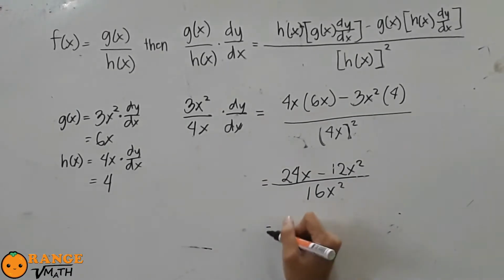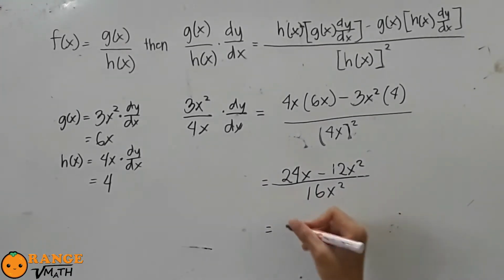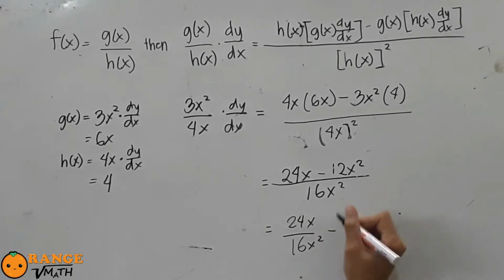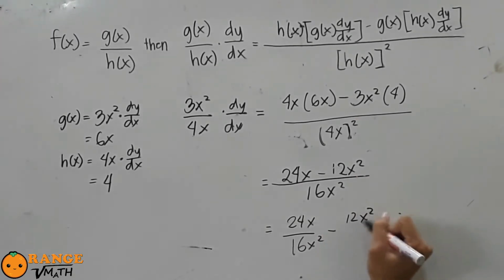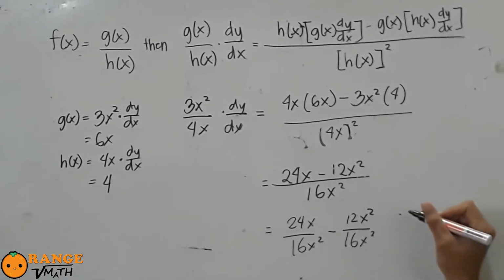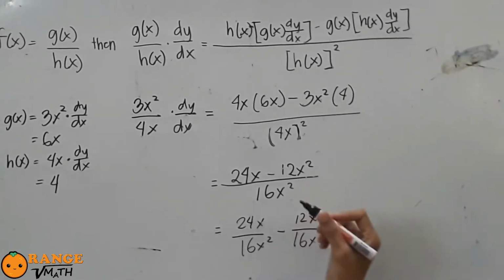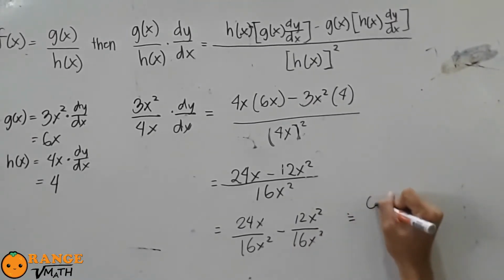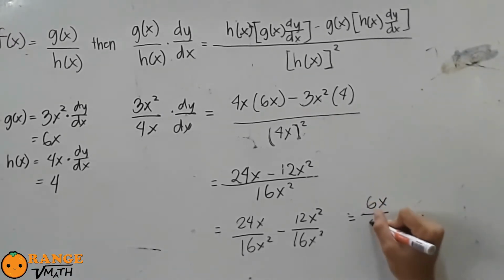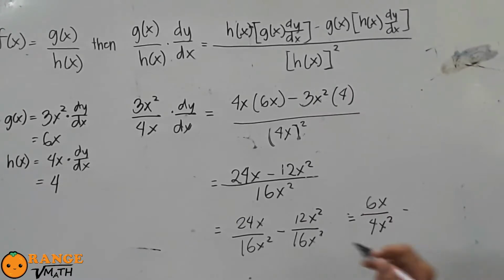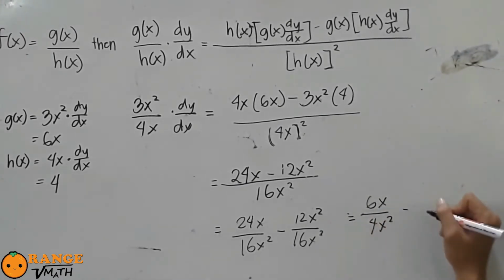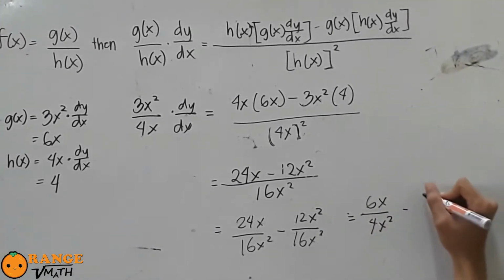Then let's separate 24x over 16x squared minus 12x squared over 16x squared. Now, let us simplify. For our first term, we have 24x over 16x squared divided by 4 is equal to 6x over 4x squared. For our second term, we have 12x squared over 16x squared divided by 4x squared is equal to 3 over 4.